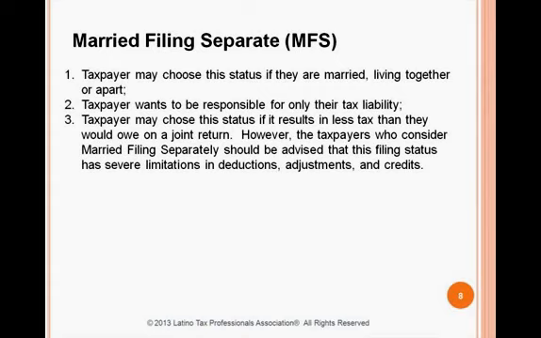or student loans, defaulted student loans, and the other spouse does not want to have their refund pay for those debts. The problem with that is that, in choosing this status, it may result in less tax than they would owe on a joint return, but taxpayers who consider married filing separately should also understand that there are severe limitations in deductions, adjustments, and credits. So it's possible that it would really reduce their refund if they file married filing separate, and the benefits could far outweigh the negative consequences.